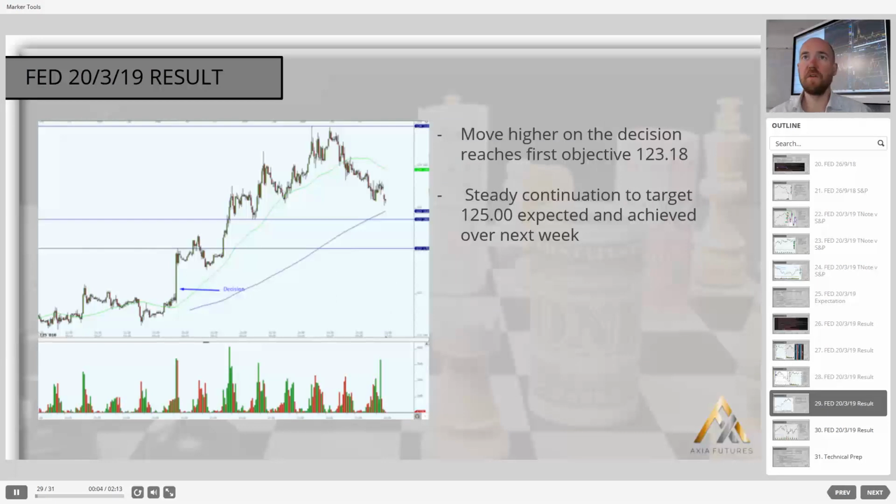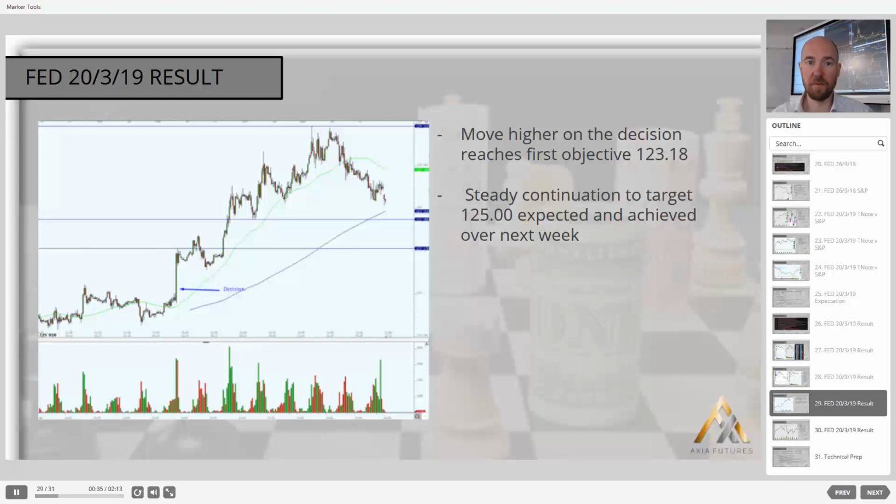Okay, so following on from the actual result of the decision, we then saw the T-note follow a very similar structure. Move higher, so the initial decision move took us right the way up towards the 123.18 area. We then got a sideways consolidation followed by another push up, another sideways consolidation, and again. And this is that steady move that you could have been looking for and expecting over the coming days to move all the way up towards 125.